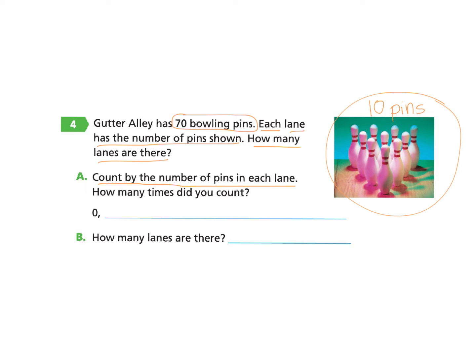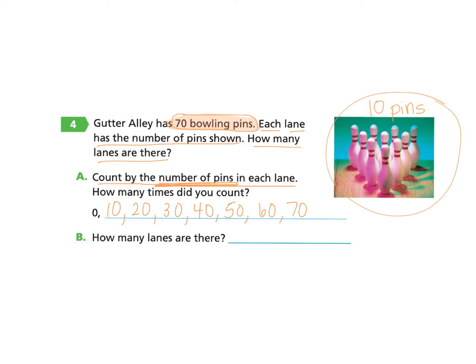So we're going to count the number of pins in each lane, and we're going to stop at the number 70 because we know that's how many bowling pins we have. If you'd like to pause and do that on your own and come back, you may. Otherwise, you can follow along with me. So we have 10, 20, 30, 40, 50, 60, and 70. And that's where we stop because we have 70 bowling pins.